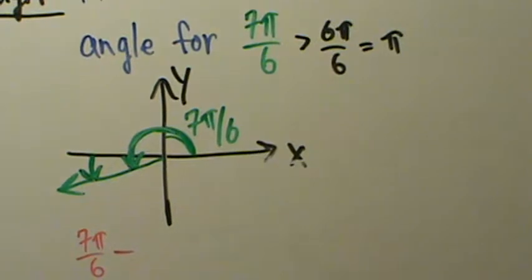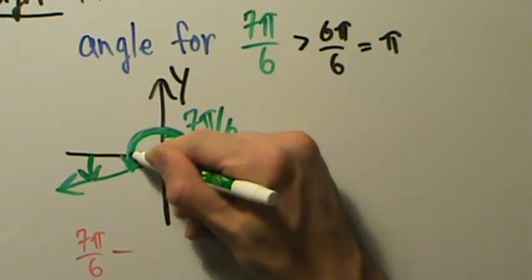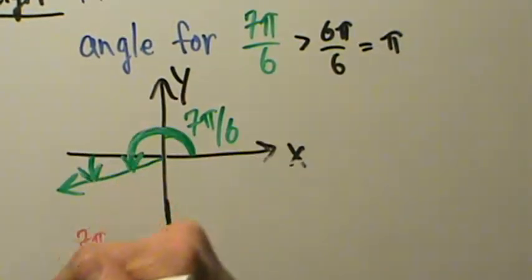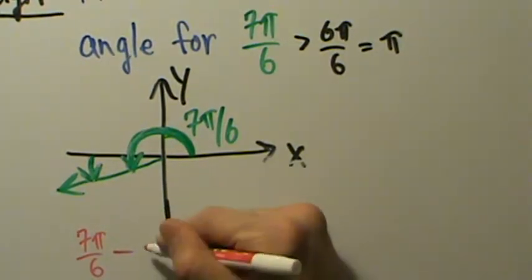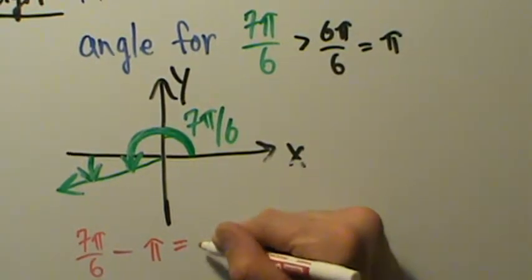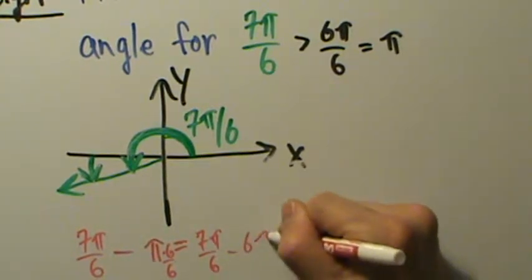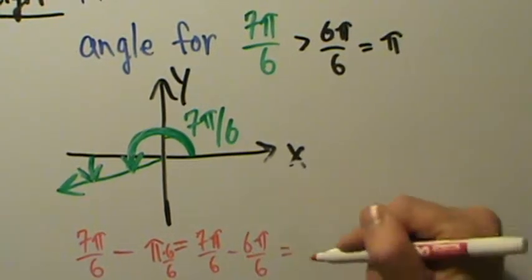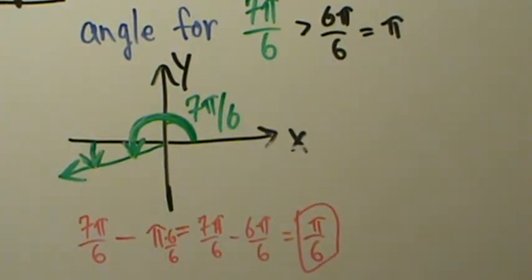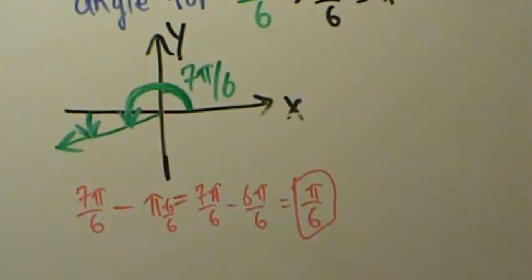So here's the entire angle, and here's the stuff we don't want. The stuff we don't want is just pi, because if we subtract off the pi, then we're going to be left with just this stuff. So take the entire angle, subtract off what we don't want, and then we'll be left with what we do want. So 7 pi over 6 minus pi, so multiply this by 6 over 6. That's 7 pi over 6 minus 6 pi over 6, a common denominator, and then we end up with pi over 6. And that's our answer. The reference angle for 7 pi over 6 is pi over 6. So that's example 1.